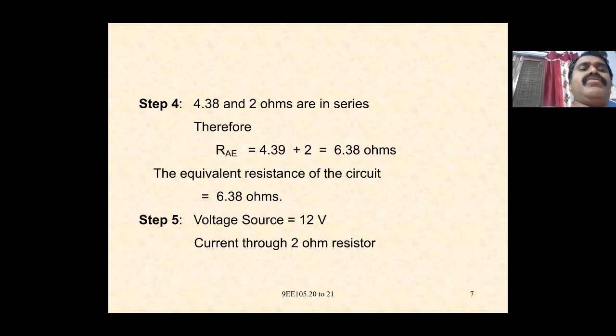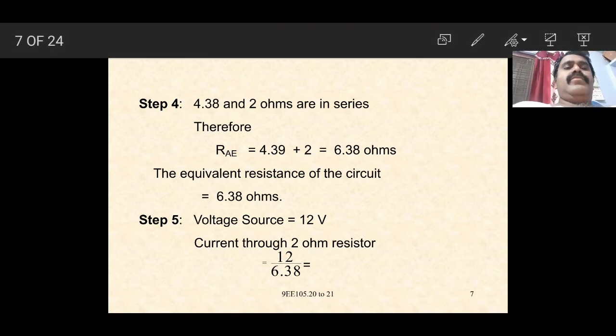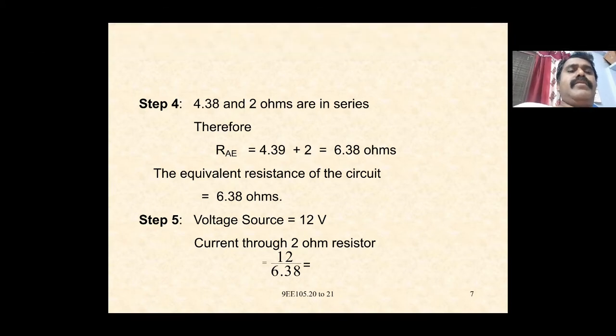So voltage across is 12 volts, and the current through 2 ohms resistor is 12 by 6.38. Sorry, the current through 2 ohms resistor is 12 by 6.38, which is 1.88 amperes.